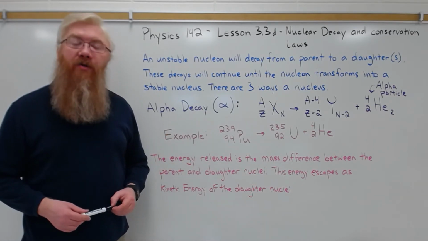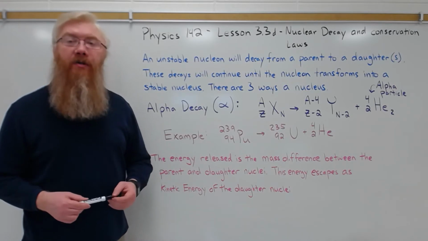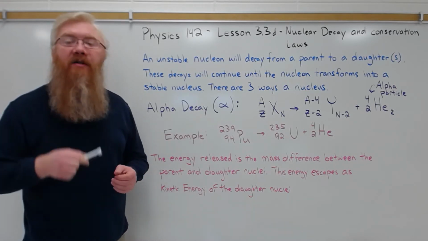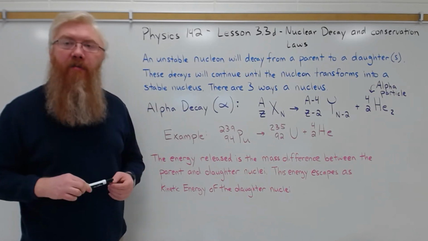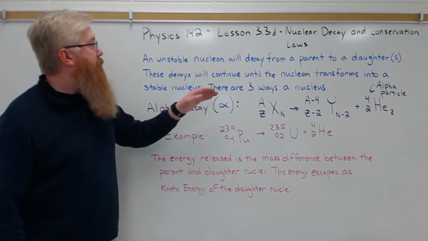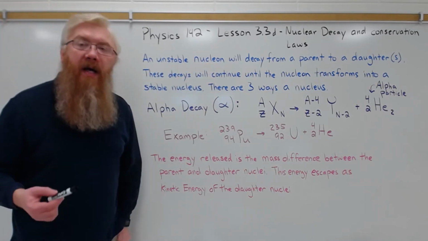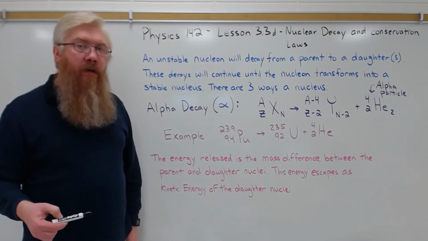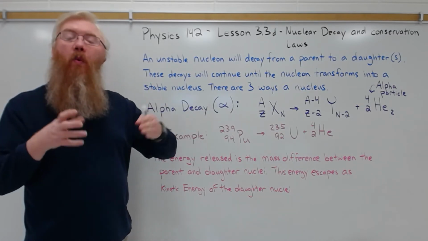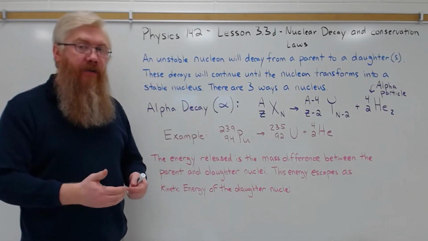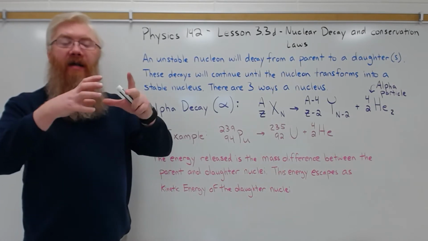If you've had a chemistry class, you probably balanced equations, right? Made sure you had the right number of oxygen or hydrogen on both sides. Make sure you have the same number of electrons on both sides, and so on. So an unstable nucleon will decay, and that decay goes from a parent nucleon into one or more daughter nucleons. So just basically, a nucleon can split.